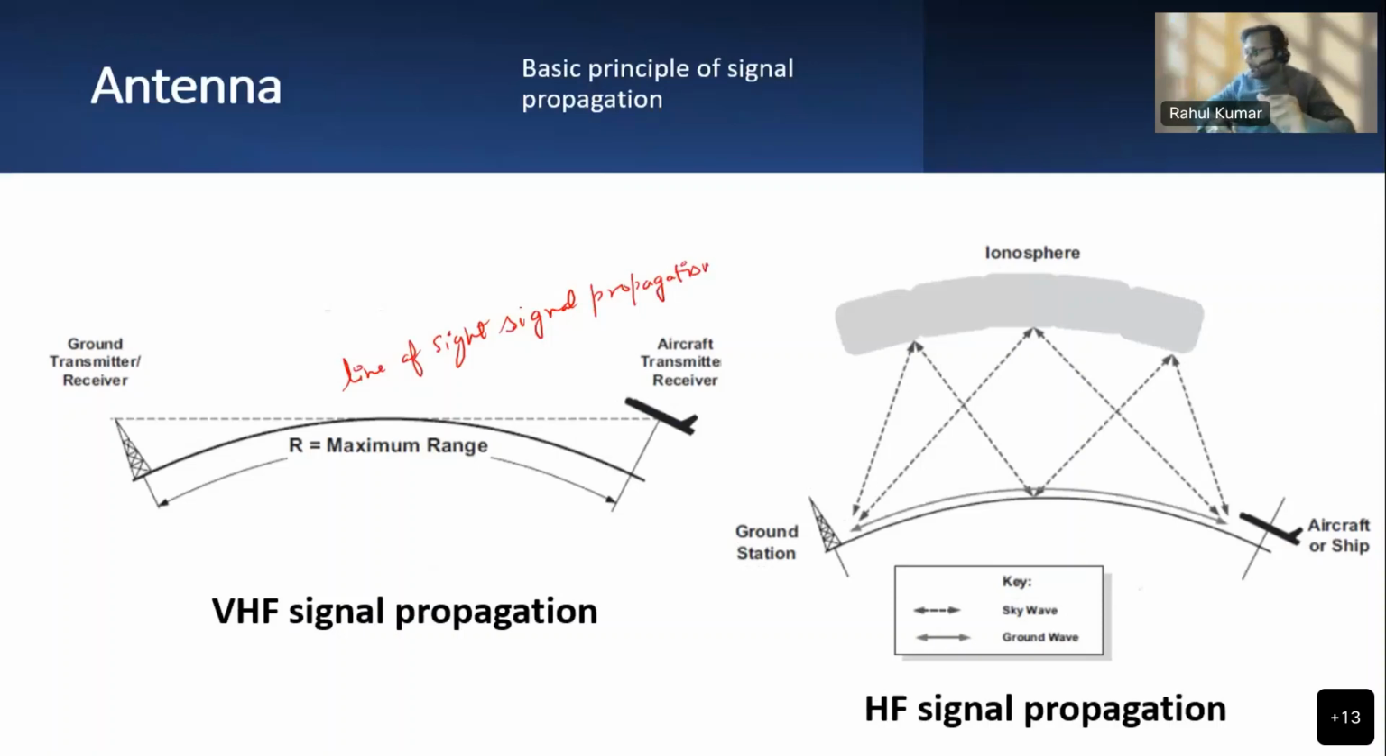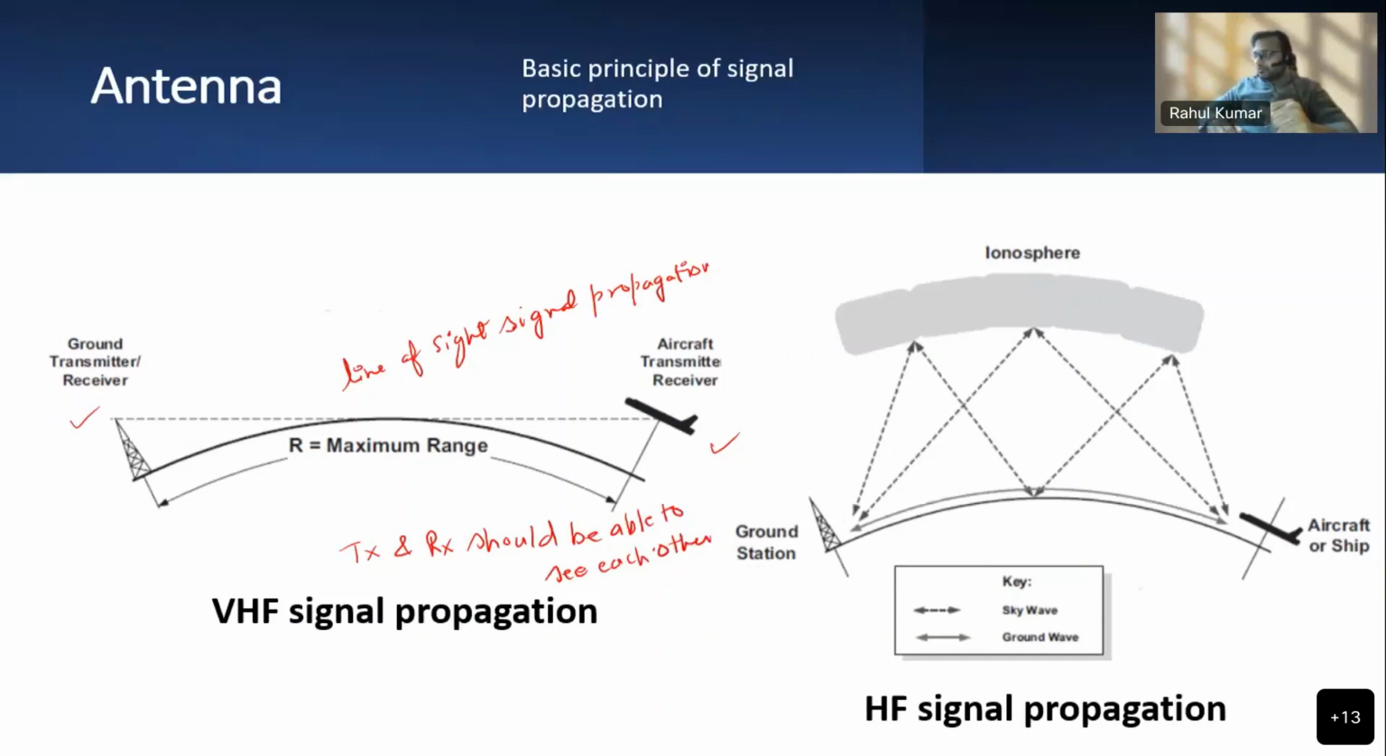Line of sight means both your transmitter and receiver should be able to see each other. They should be visible to each other. So that is your line of sight communication.